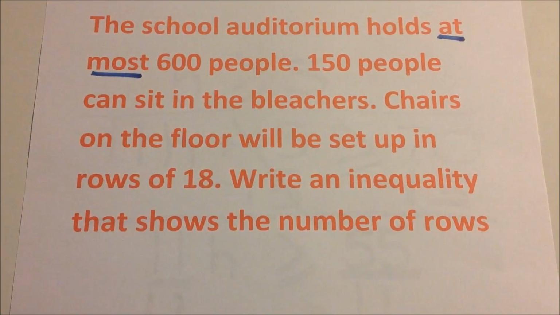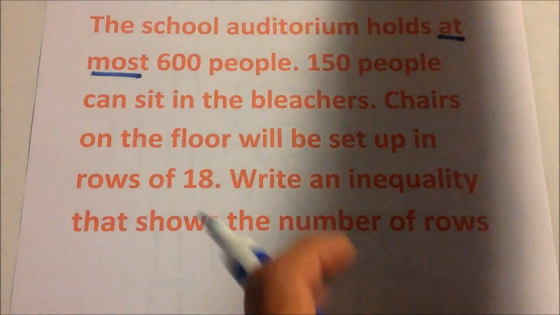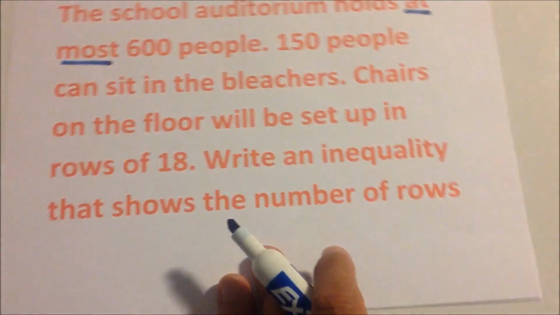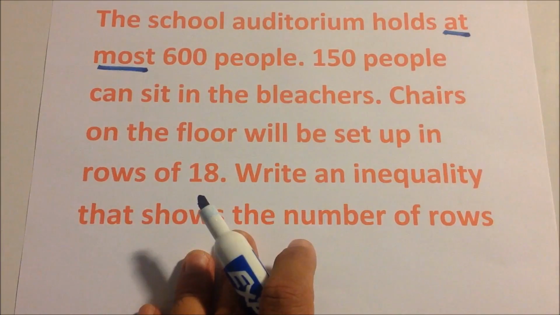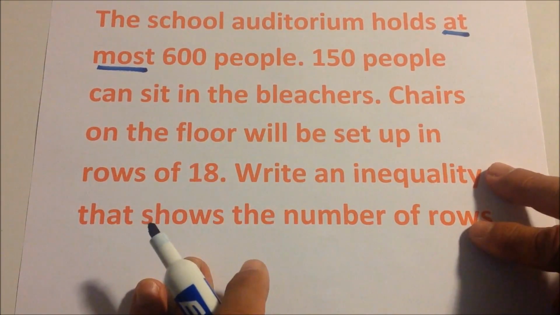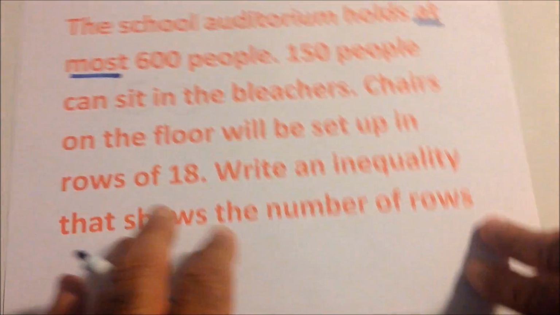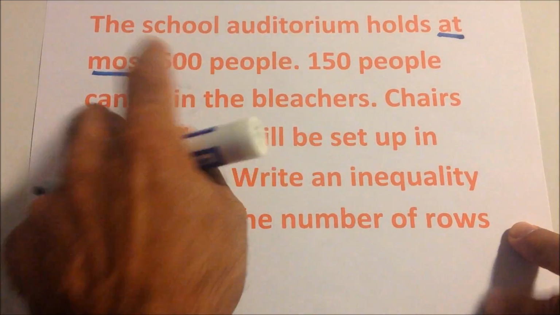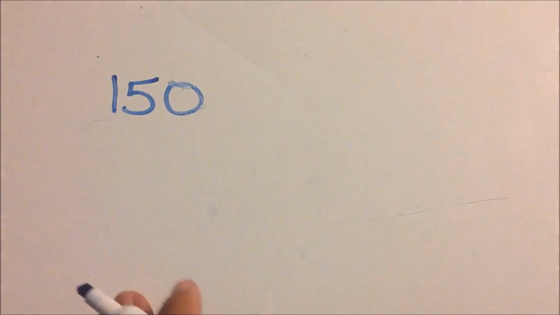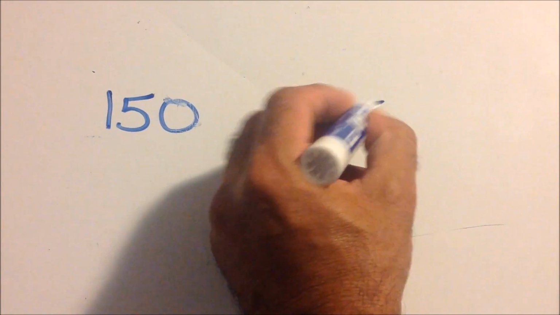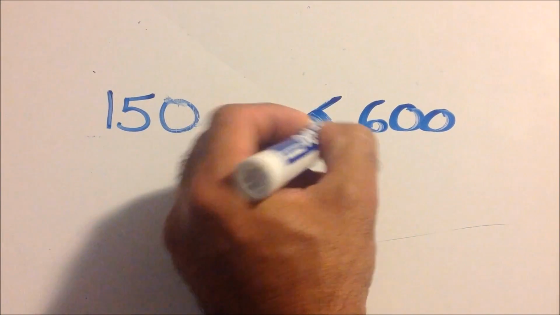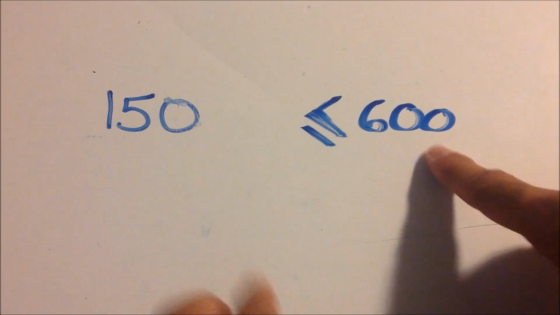Pause the tape. Think of what we have already. So it says we already have 150 people that can sit in the bleachers. So we know that already. So we'll just write 150. Remember, the auditorium can hold at most only 600 people. So let's put that also. At most means it could be less, right? It could be less or equal, that is. So that we have this so far.